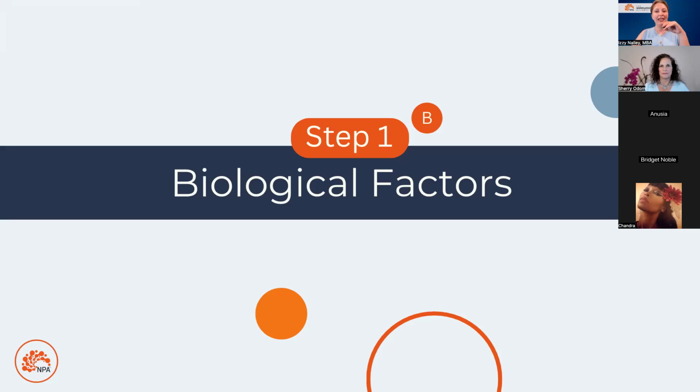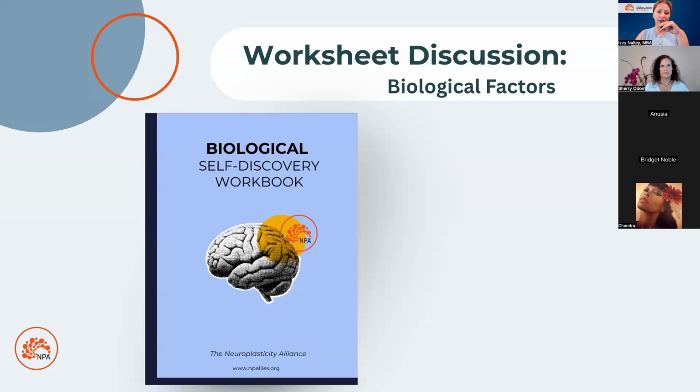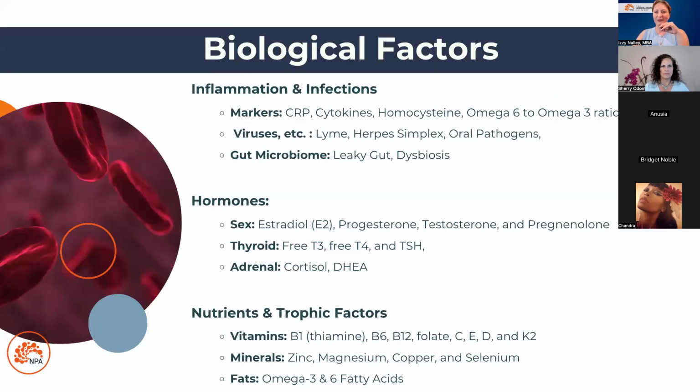All right. In that step one, our next area is the biological factors. So again, workbook will be the biological self-discovery workbook. And Sherry, I'm going to let you take this one. Yeah, I think the important part of this discussion, as well as the neurological factors workbook that we're going to talk about, is there are all of these relevant factors you need to consider what is right for you. And it is very, very issue dependent.